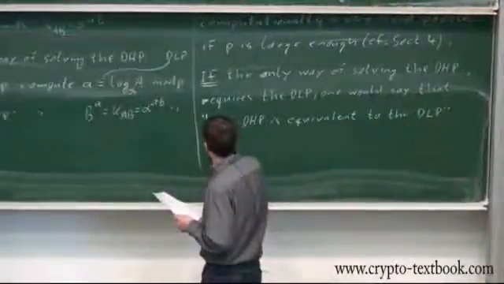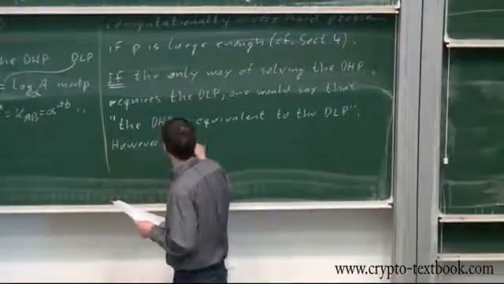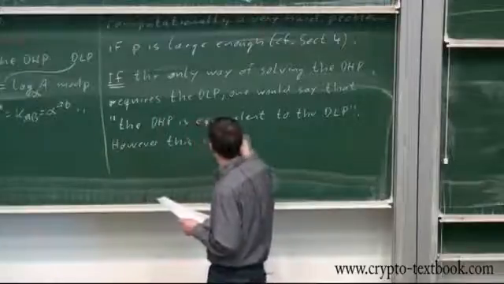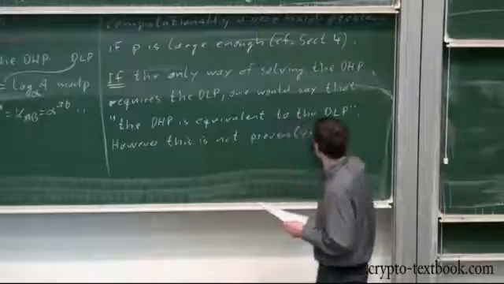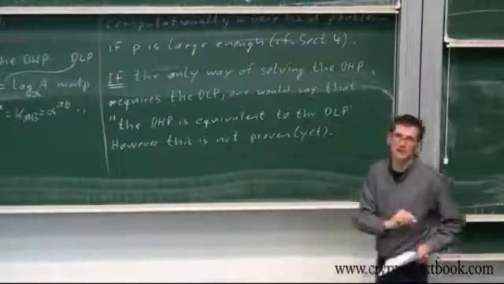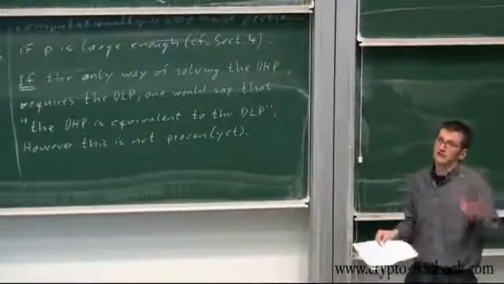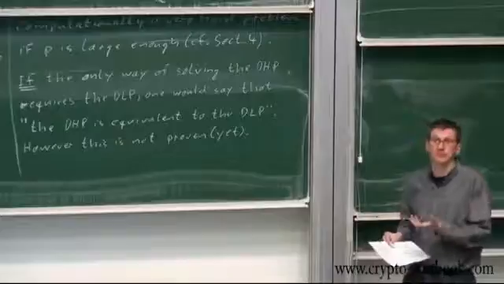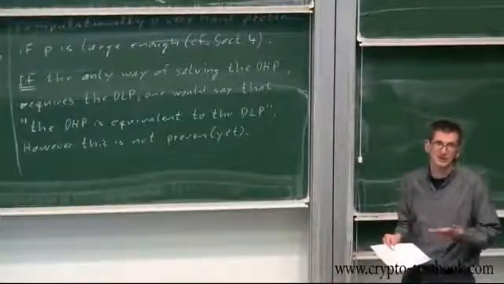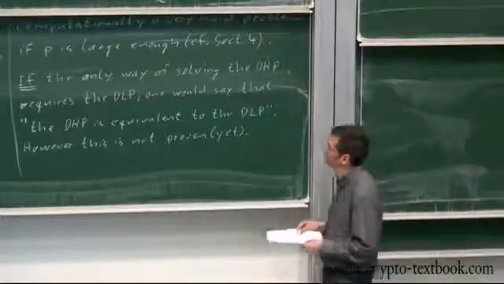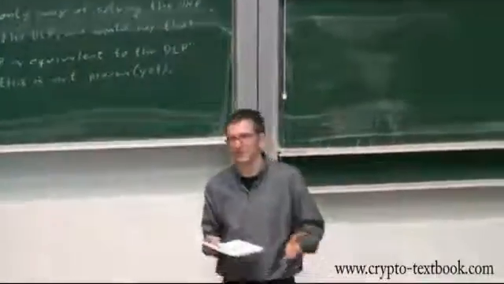However, this is not proven yet. Das ist noch nicht bewiesen, okay? People are working on that. If you want to become really famous, you prove that, okay? It's very difficult. Very smart people, much smarter than I, tried and haven't succeeded yet. You don't become super famous, you just become famous in cryptography.